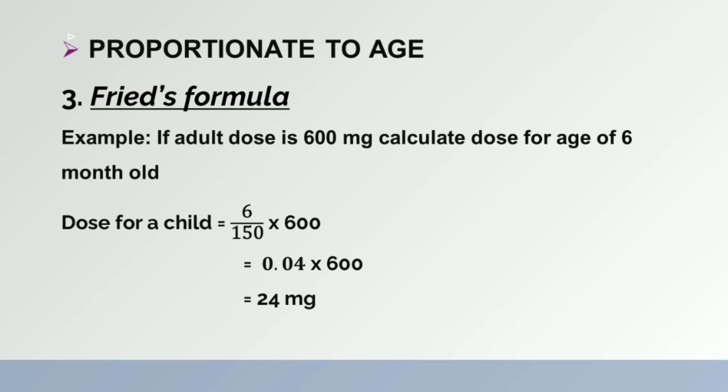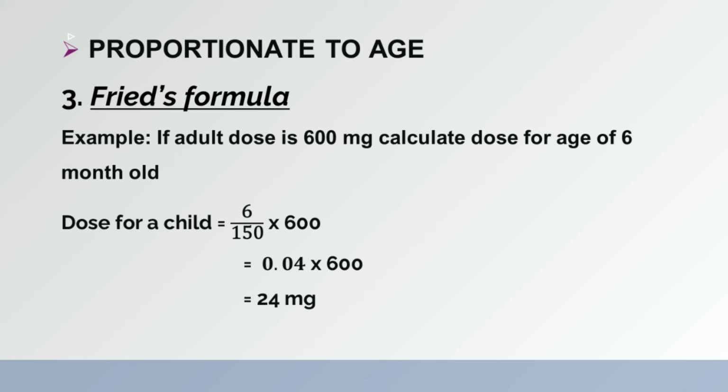If adult dose is 600 mg, calculate dose for a 6-month-old. So adult dose is 600 mg and age of the child is 6 months. According to the formula, that is age in months upon 150 into adult dose, we substitute the values: 6 upon 150 into 600, that is 0.04 into 600, which is equal to 24 mg.